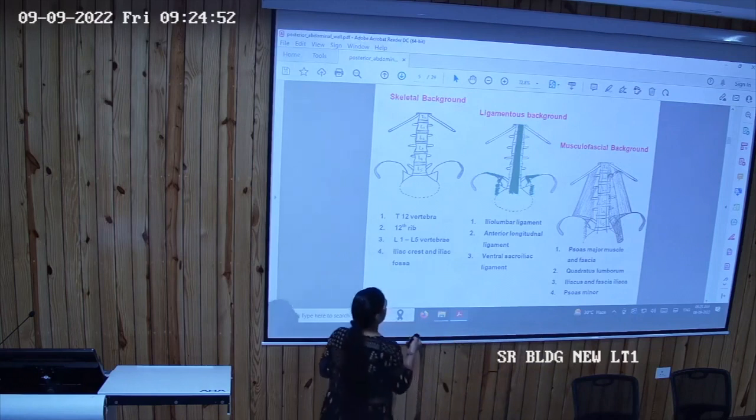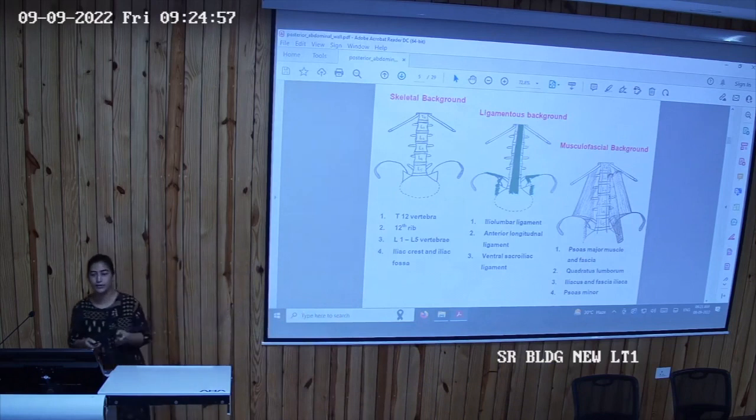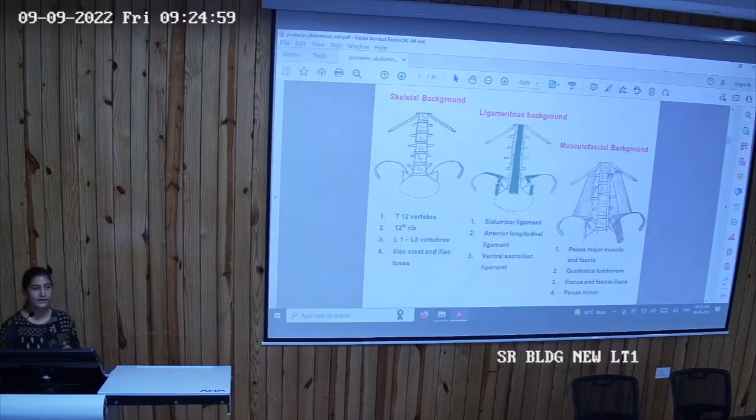On the auricular roughened area, that is the attachment of the sacroiliac ligament. You have the ventral sacroiliac ligament and the dorsal sacroiliac ligament. And then you have muscles that we will be discussing. So you have psoas major, quadratus lumborum, iliacus, and the fascia covering the iliacus, and psoas minor. You have already read about psoas major, iliacus, fascia iliaca, and the psoas minor muscles when we discussed these muscles in the lower limb.